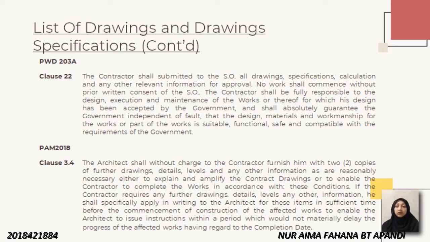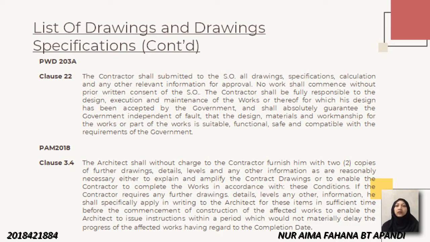PAM, refer to clause 3.4. The architect shall, without charge to the contractor, furnish him with 2 copies of further drawings, details, levels and any other information as are reasonably necessary either to explain and amplify the contract drawings or to enable the contractor to complete the works in accordance with this condition.